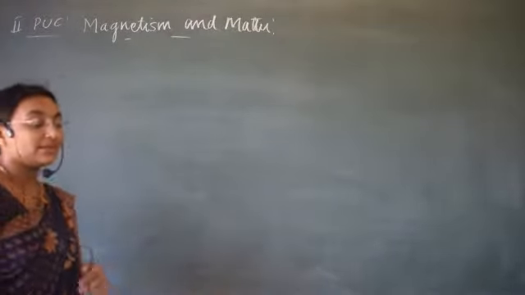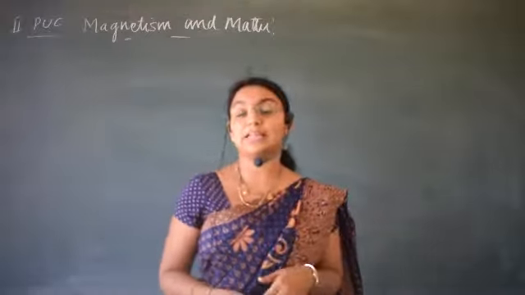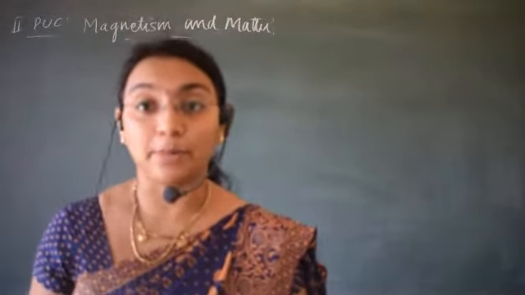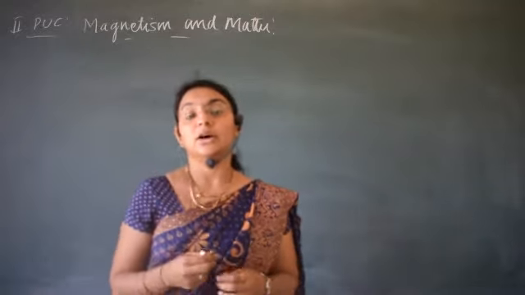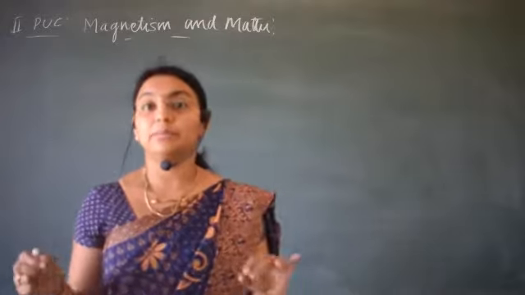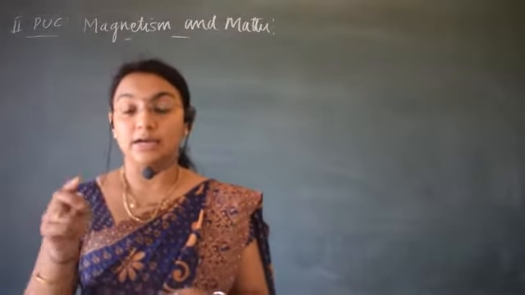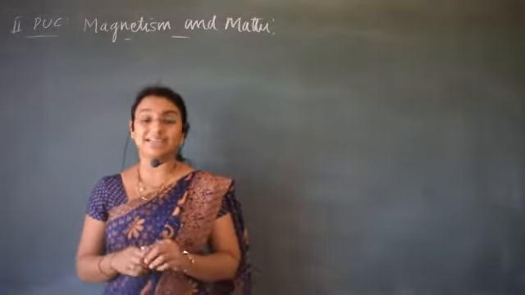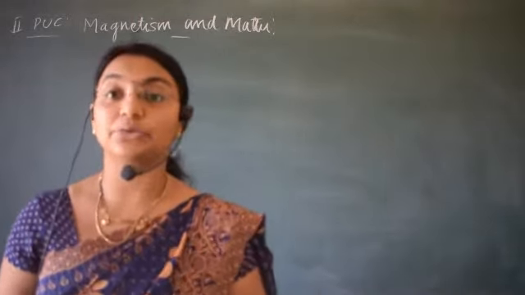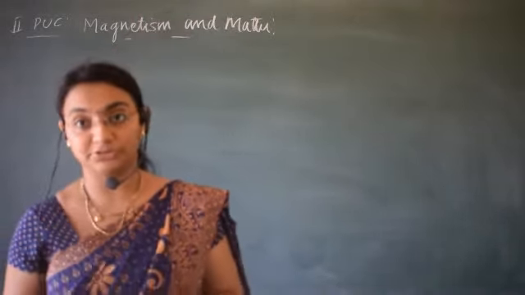So in our previous class we learned about the bar magnet and its properties, very important, right? The properties of the bar magnet and also why the magnetic field lines do not intersect each other, correct? Why magnetic field lines do not intersect each other, 1 mark question.